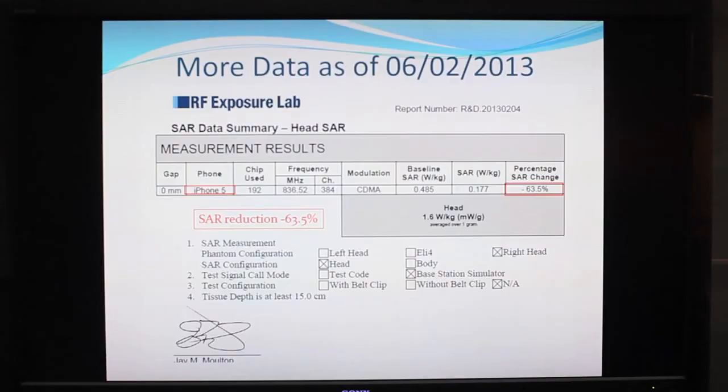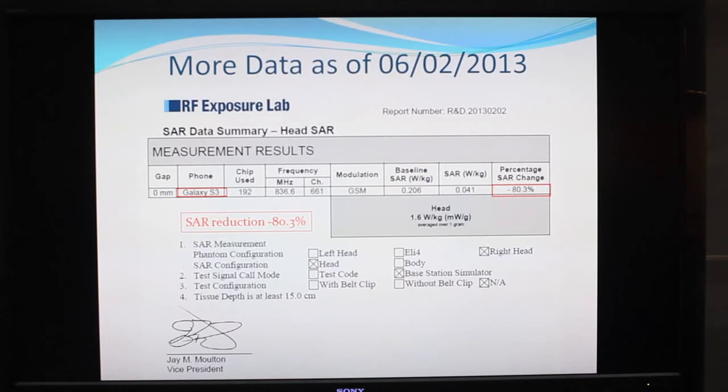Another test with an iPhone 5 showed a reduction of 68.2% on the left side of the head. The same thing on the right side of the head gave us a 63.5% reduction with an iPhone 5. And again, we repeated the Galaxy S3, and in this case, we had an even higher reduction. I was pleased with the 77%, and then I received a phone call confirming that we had, in fact, 80% reduction, a better reduction than what I had initially.